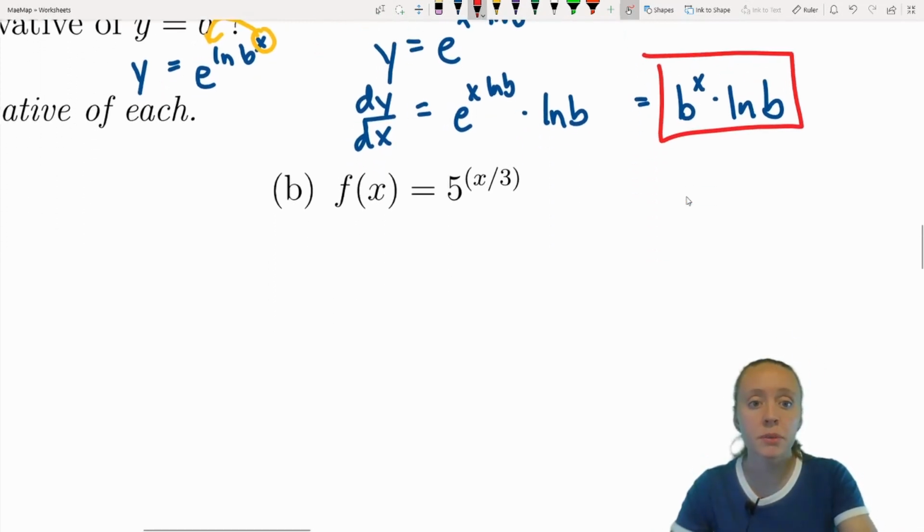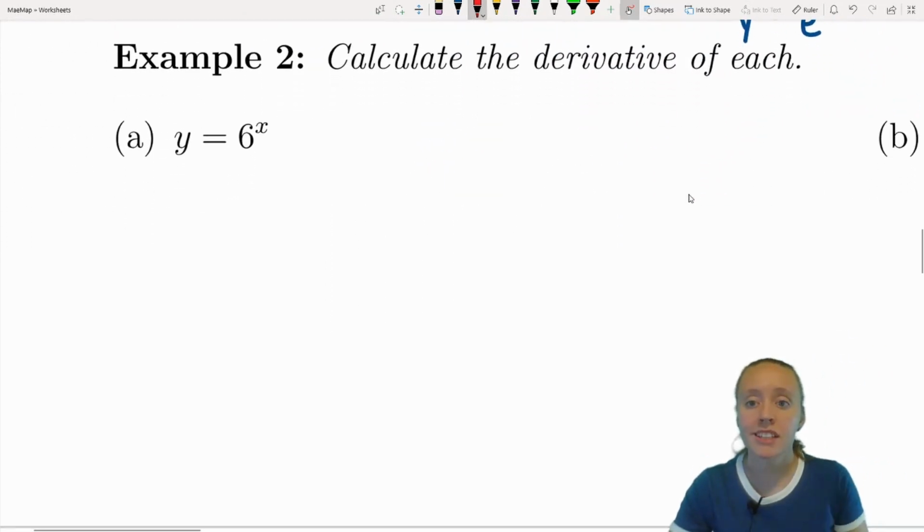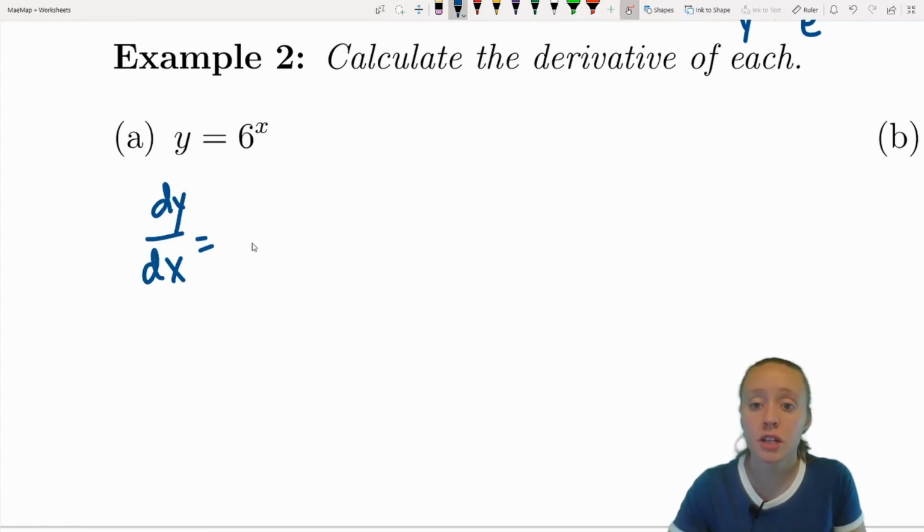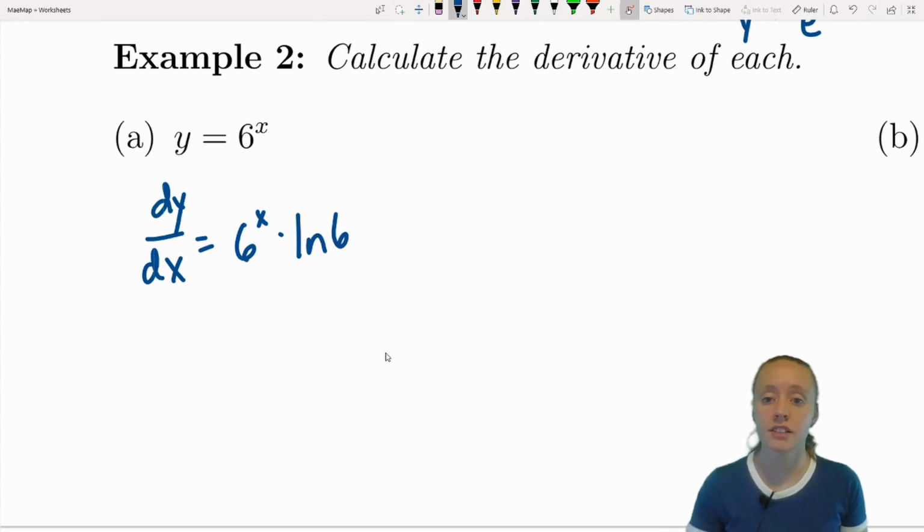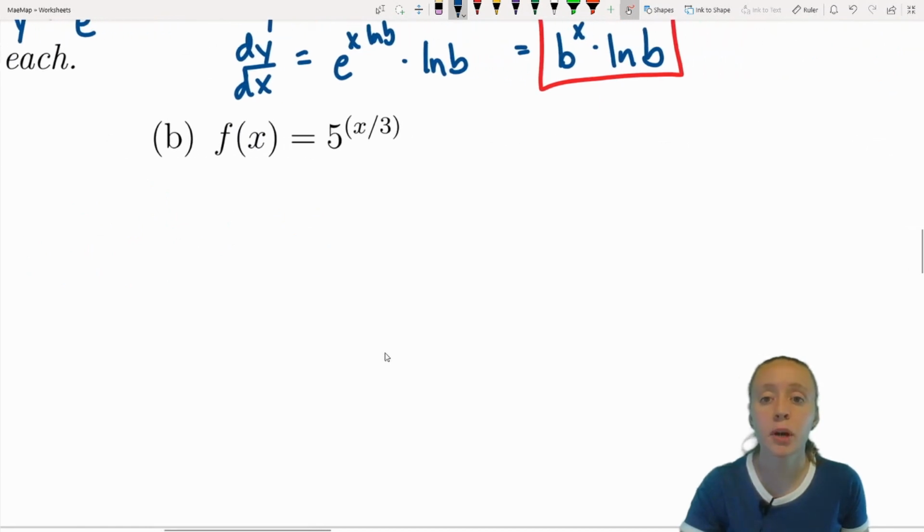So now that we know this formula, let's look below. 6 to the x, how would we take that derivative? Well, b to the x times the ln of b, the derivative of y with respect to x is just going to be 6 to the x times the ln of 6. B to the x times the ln of b. Let's move on to part b.